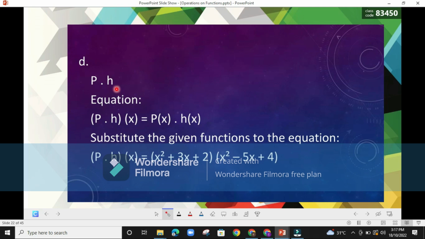p times h, or the product of the functions p and h. We have p times h of x is equal to p of x times h of x. Substitute the given functions to the equations. We have p times h of x is equal to the quantity of x squared plus 3x plus 2 times the quantity of x squared minus 5x plus 4. Okay, this is quite a tedious process because we're dealing with two trinomials and we're going to multiply using the distributive way of solving the product of these two trinomials.